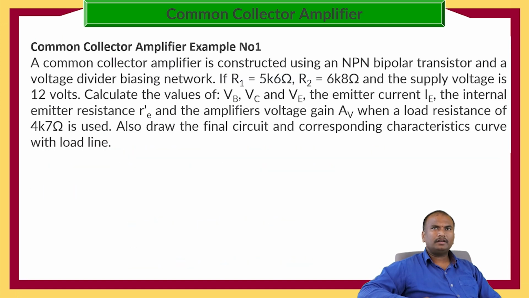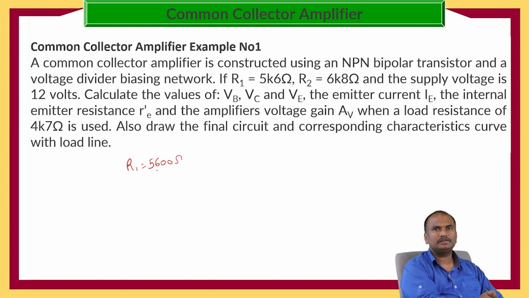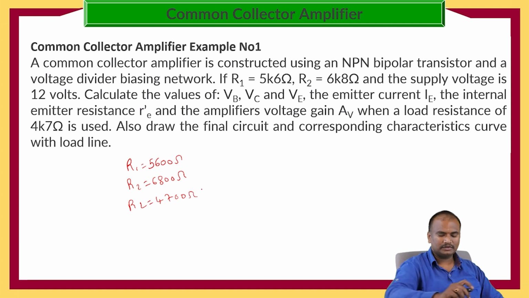Here this is 5.6 kilo ohms, that is 5600 ohms. Here it is 6800 ohms. Here it is 4700 ohms. The R1 value is 5600 ohms. R2 value is 6800 ohms. And load resistance is 4700 ohms.